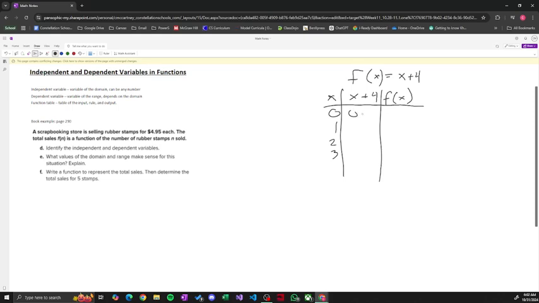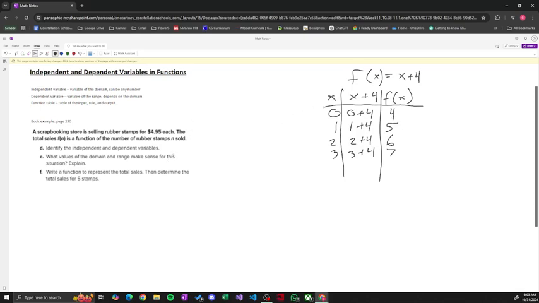So 0 plus 4, 1 plus 4, 2 plus 4, 3 plus 4. And our result, our f of x, would be 0 plus 4 is 4. 1 plus 4 is 5. 2 plus 4 is 6. 3 plus 4 is 7. So this would be our function table.